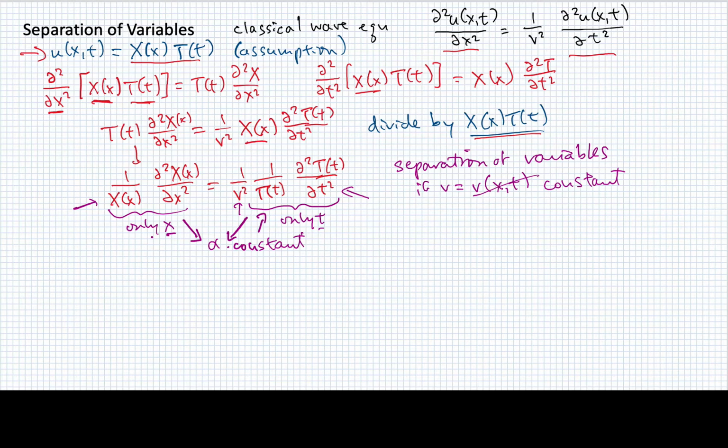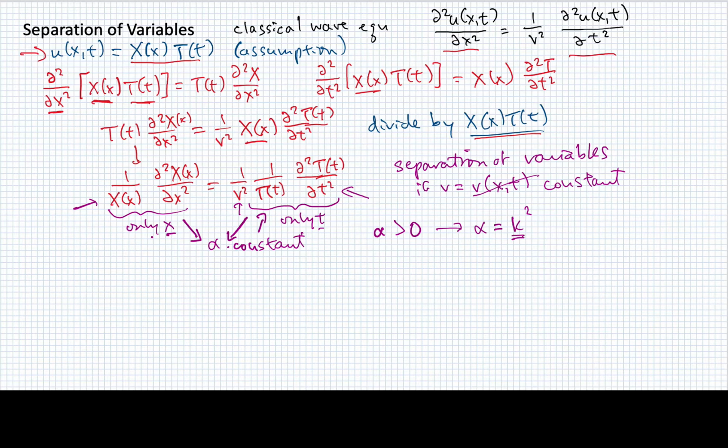Now, if that same constant happens to be 0, then I don't have a very interesting solution. In fact, that's something we might call a trivial solution. But we'll assume that alpha, in this case, is greater than 0. So I can write alpha as equal to some number squared, because that will always be a number greater than 0.